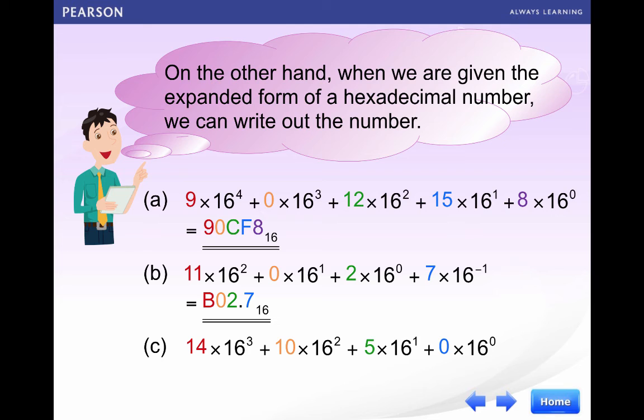And last one, this one, 14 times 16 cubed. So 14, what would it be? It is E. So 10, what would it be? It is A. So you have EA50 with the base of 16 to represent this value.